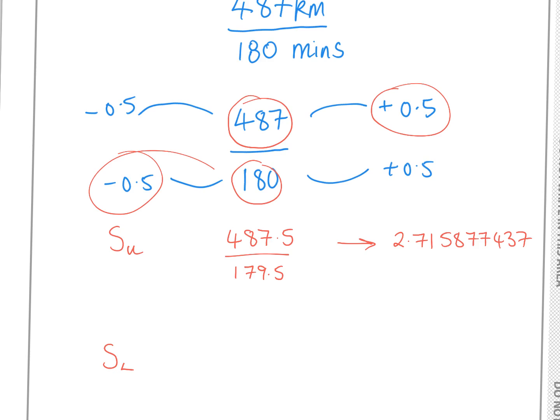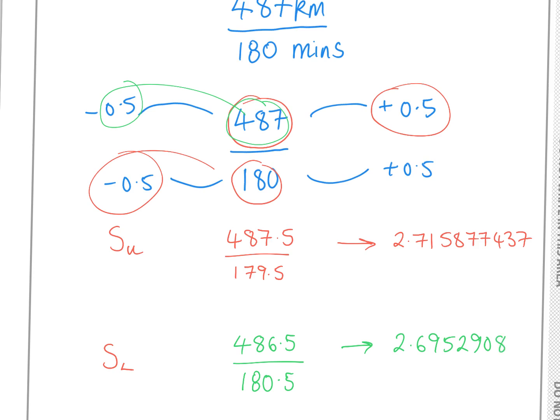We're now going to find the lower bound. So in this case, we're going to want 487 with 0.5 taken off. So that's 486.5 divided by the denominator being the most, which is 180.5. So that's 486.5 divided by 180.5. And that's 2.695290859.